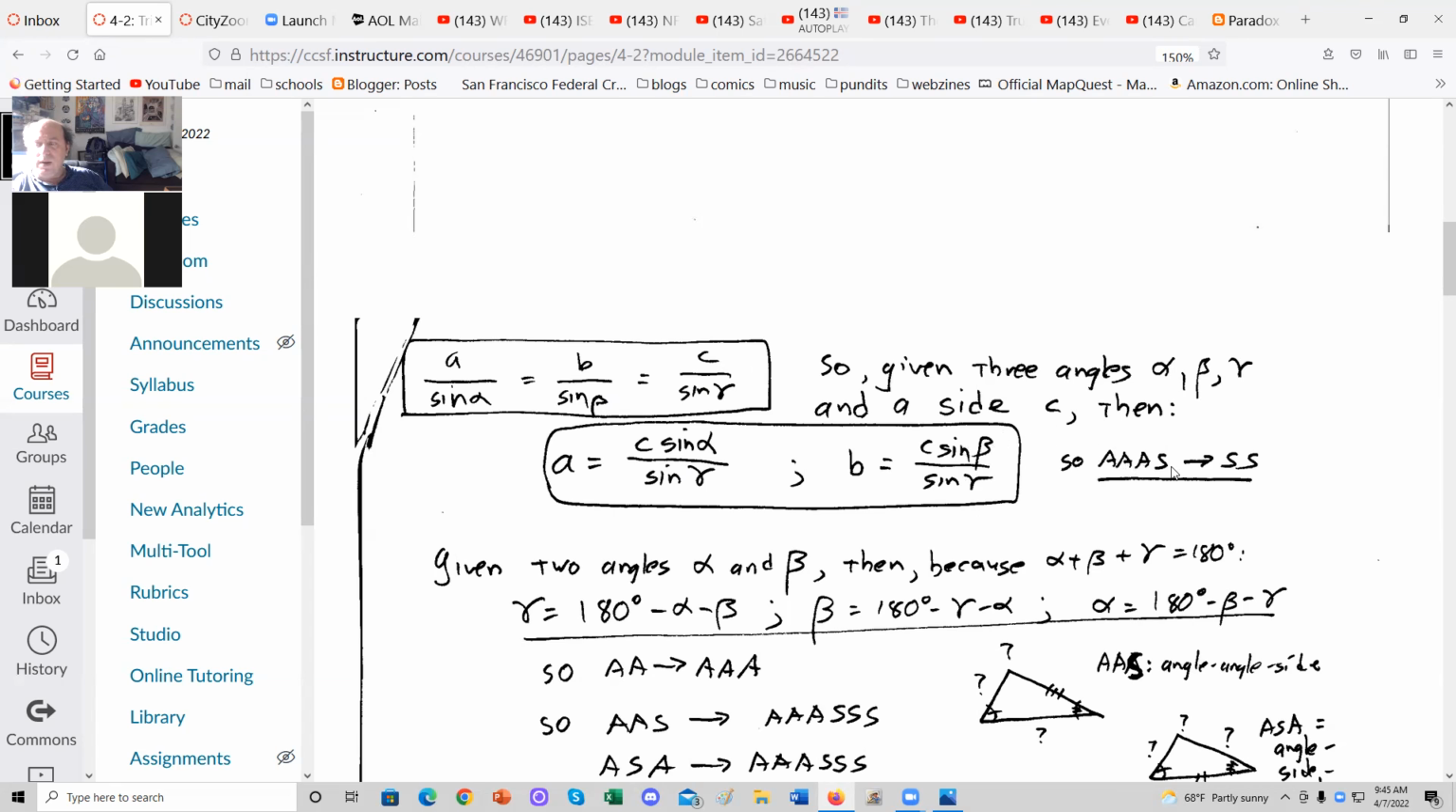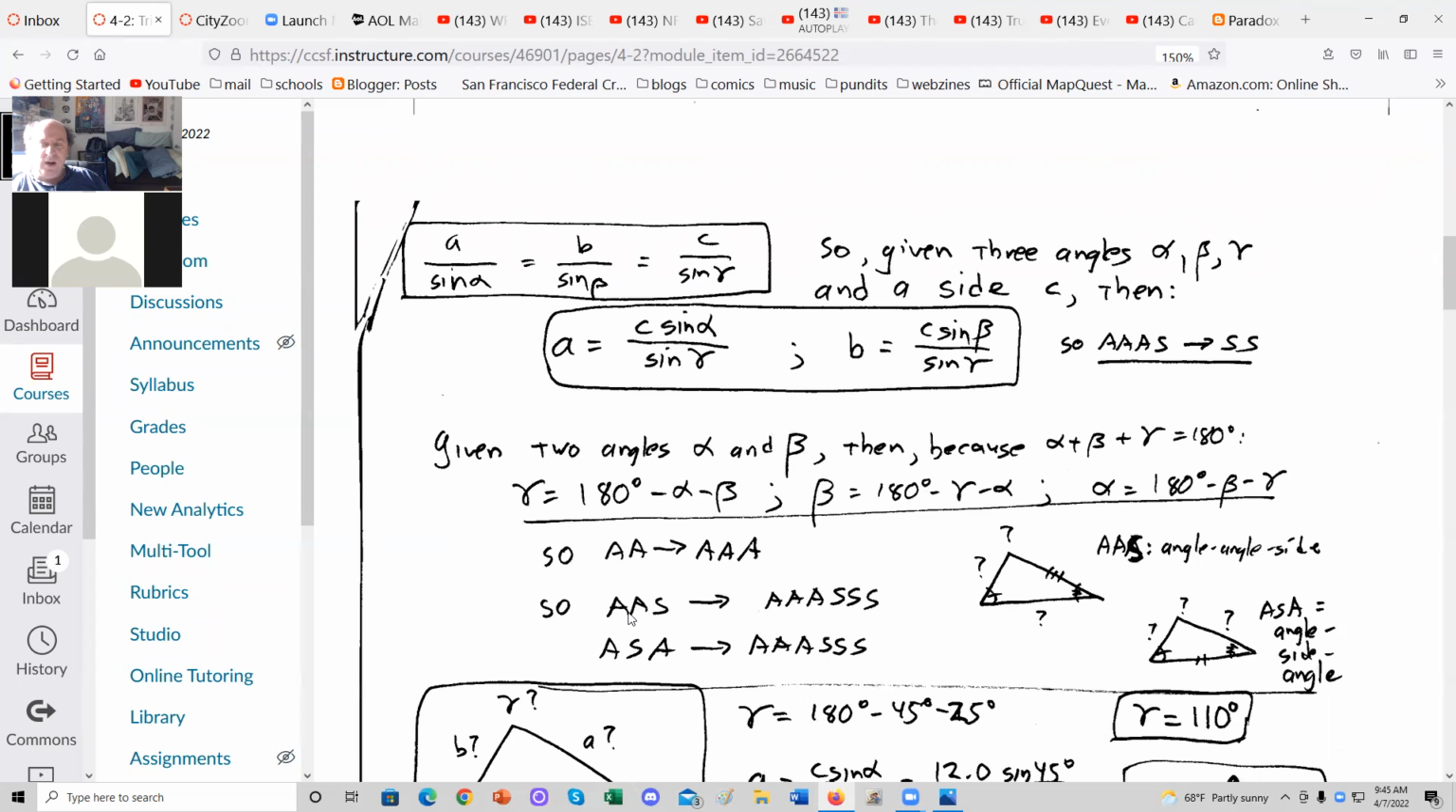So given three angles and a side, you can get the other two sides, and that will complete your knowledge of the triangle. And of course, if you're given two angles, then the third angle will be 180 minus the other two. Gamma is 180 degrees minus alpha minus beta. Beta is 180 degrees minus gamma minus alpha, and alpha equals 180 degrees minus beta minus gamma. So given two angles, you derive three angles. Therefore, given two angles and a side, you get all three angles and the other two sides, 3A, 3S.